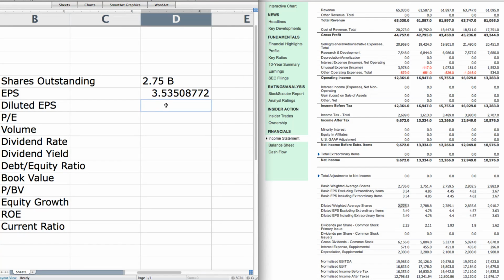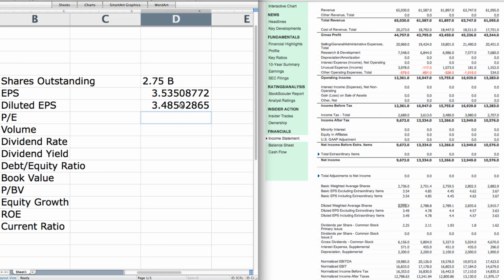How we figure out the diluted EPS is really similar to the way we just figured out the EPS. So let's hit the equal sign and put the net income in again. It's going to be 9,672, and we're going to divide that by the diluted weighted average shares, which is 2775.3. When we hit enter, you can see that the diluted EPS is actually lower than the EPS that's being reported.